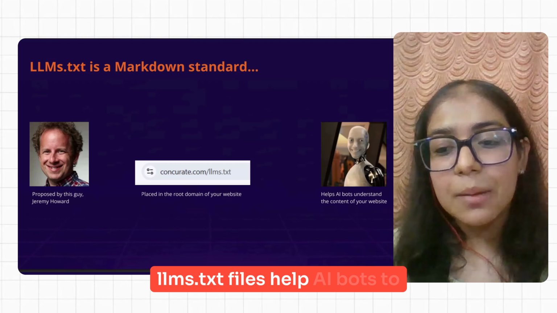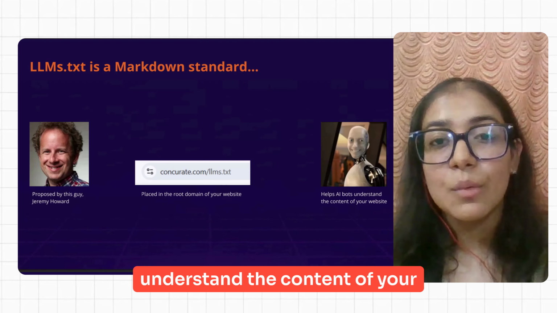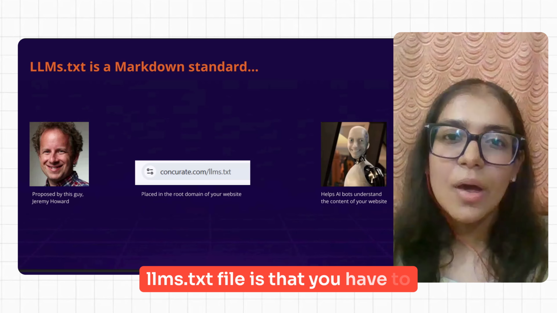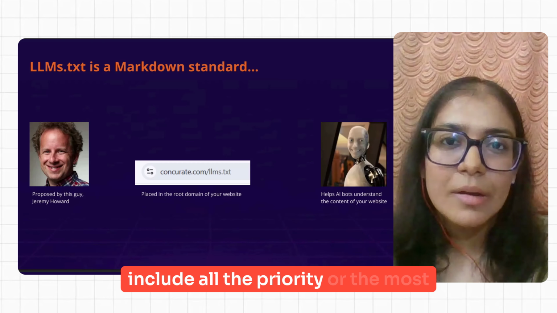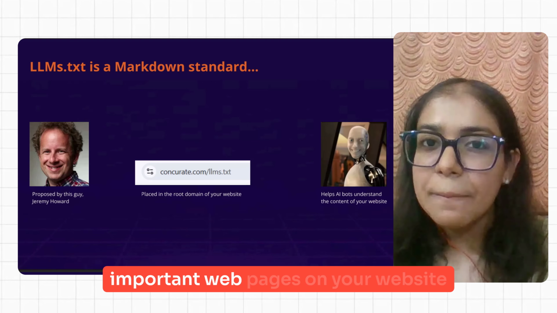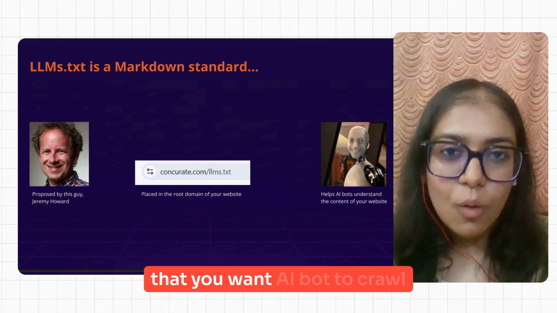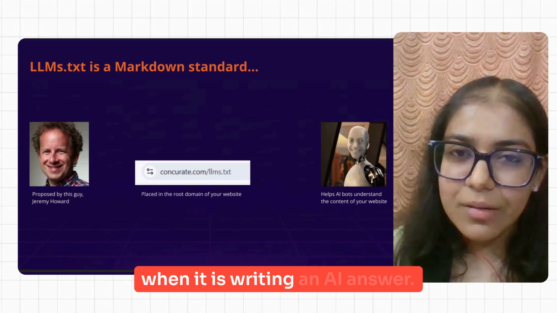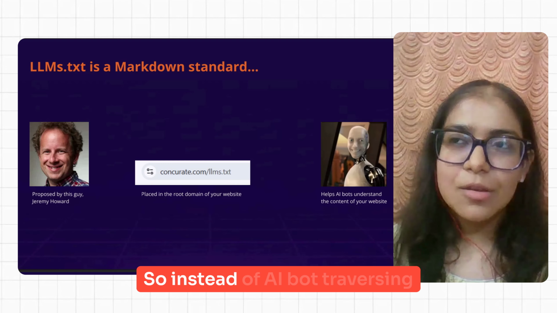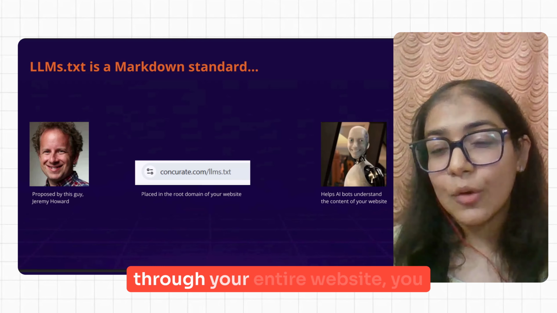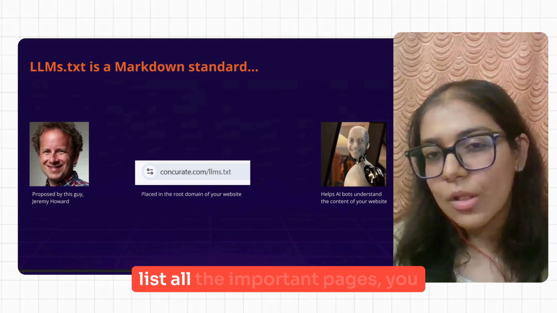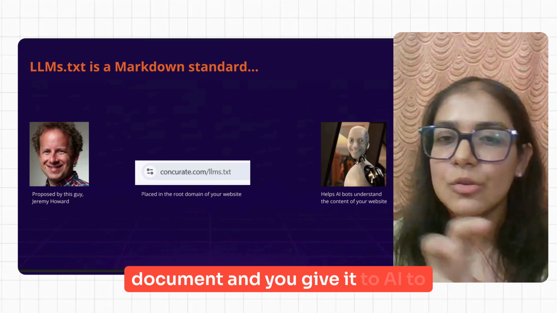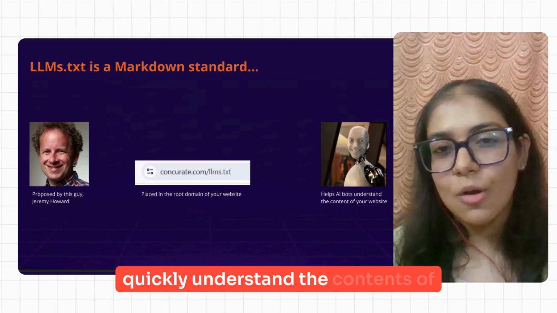llms.txt files help AI bots to understand the content of your website. The core idea behind creating an llms.txt file is that you have to include all the priority or the most important web pages on your website that you want AI bots to crawl through and to fetch content from when it is writing an AI answer. So instead of the AI bot traversing through your entire website, you list all the important pages, you compile all those pages in a single document and you give it to AI to quickly understand the contents of your website.